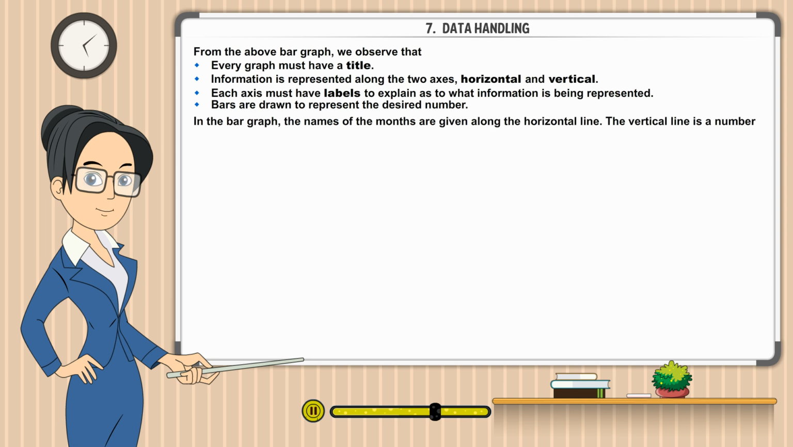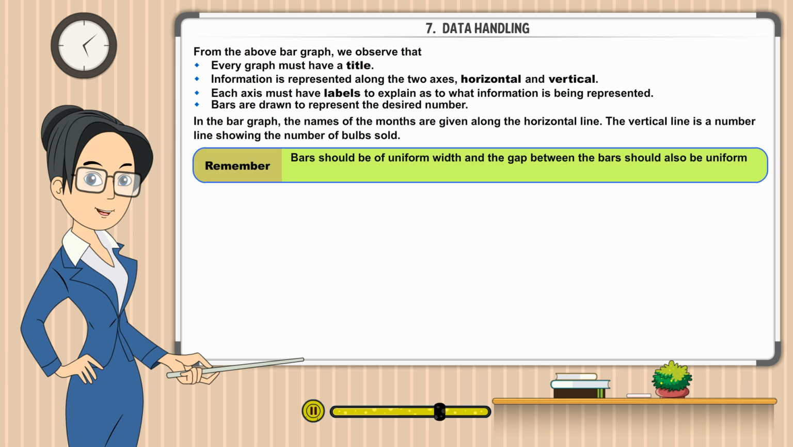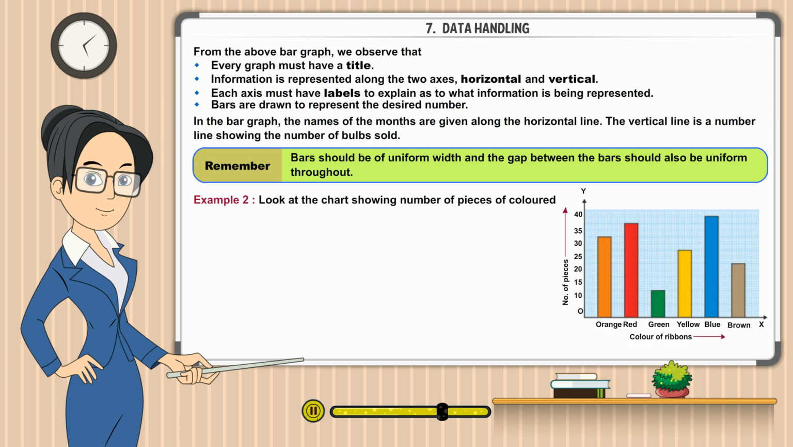In the bar graph, the names of the months are given along the horizontal line. The vertical line is a number line showing the number of bulbs sold. Remember, bars should be of uniform width and the gap between the bars should also be uniform throughout.